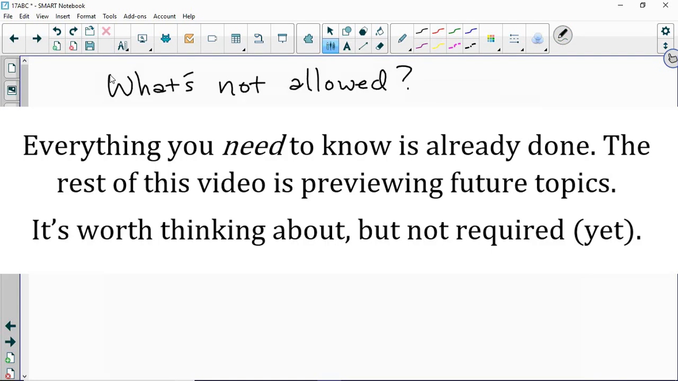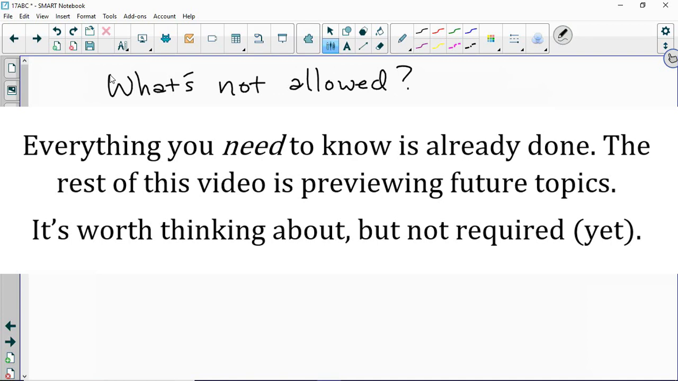So how can we tell if something's a function if we don't have its graph? Well, I guess one option would be to grab a calculator and then graph it and just look at it. But if you don't have a calculator handy, or maybe you just think that would take too much time, you can also play a little game I like to call What's Not Allowed.